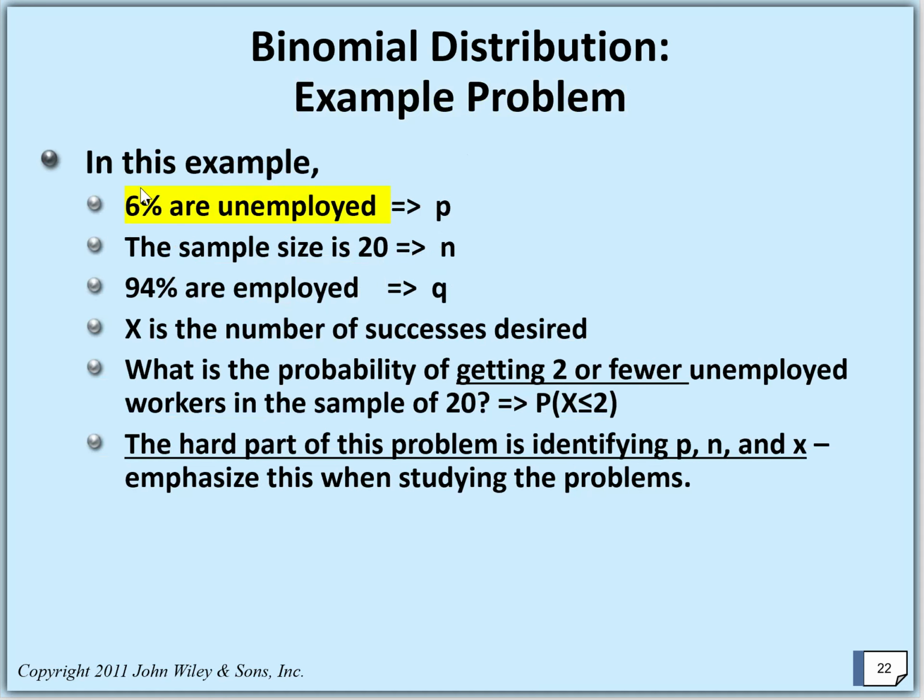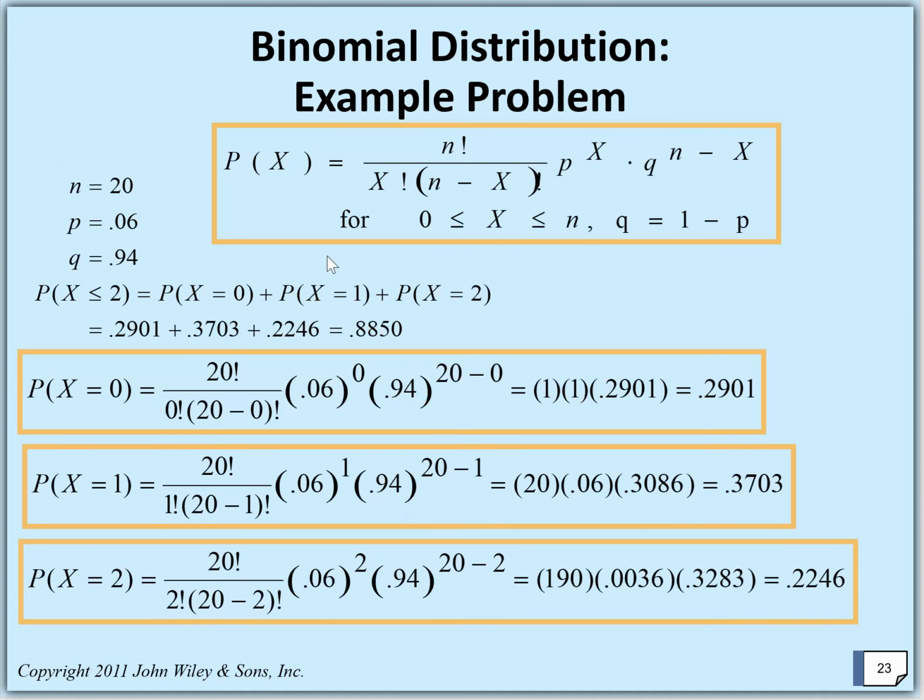So let's do it. The probability of being unemployed, p, is 0.06 or 6%. Being employed is 94%. 94 plus 6% makes up 100%. Your sample size is n. X is the number of successes desired. You want 2 or less than or equal to 2. So the hard part of this problem is finding out p, n, and x, and you have them. So put it in the formula.